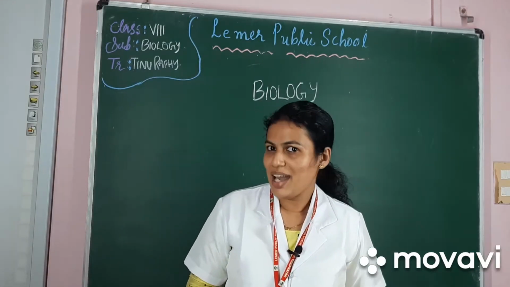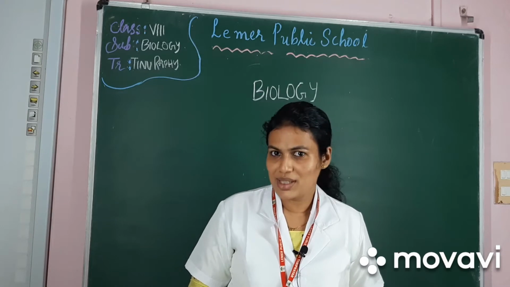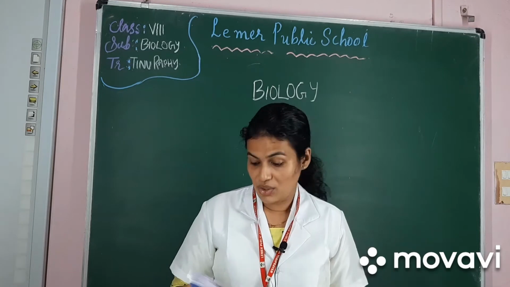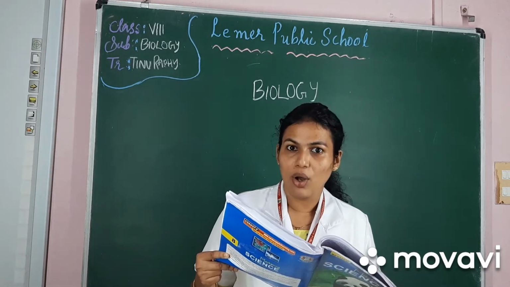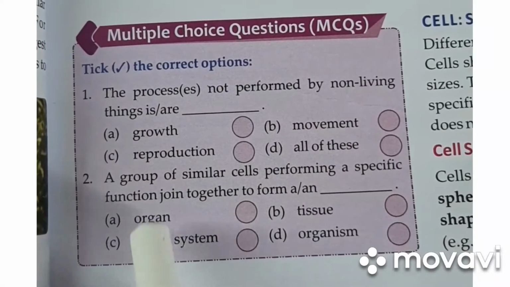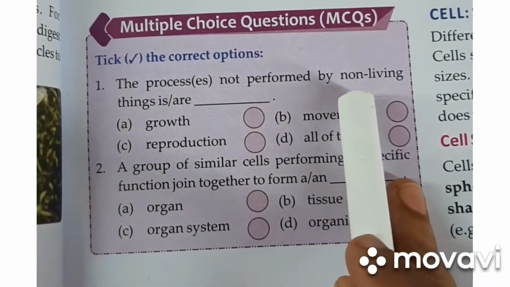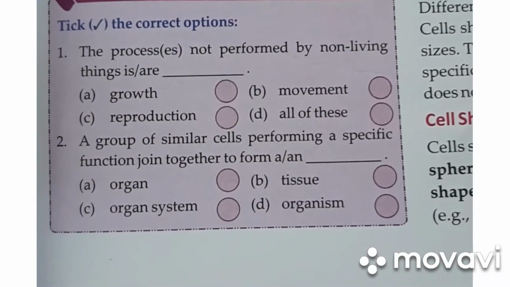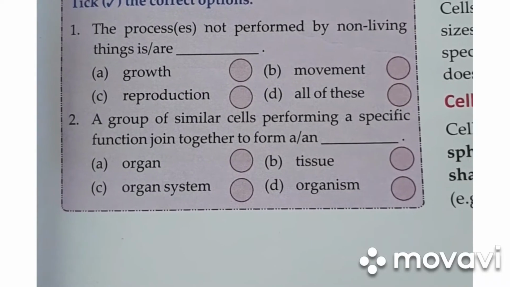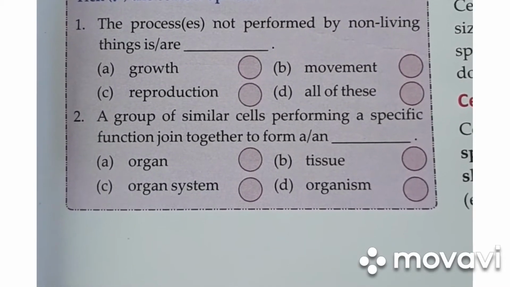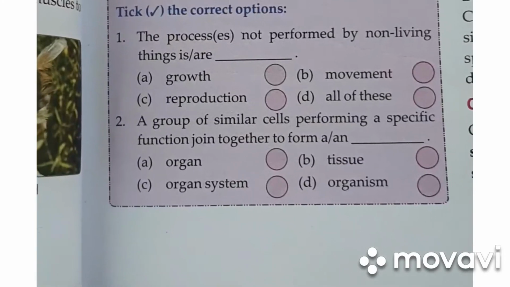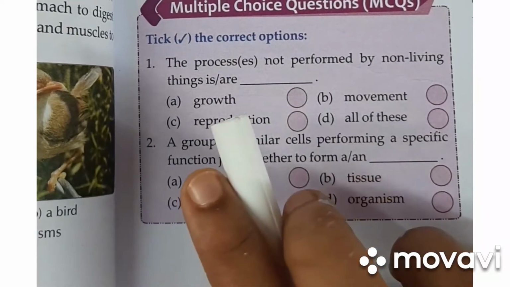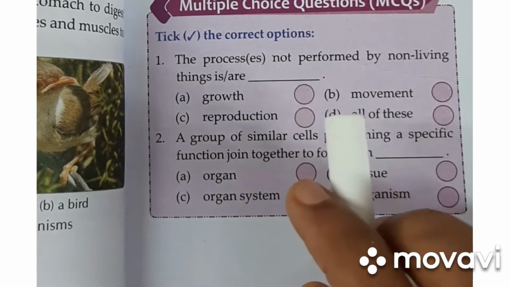Dear students, last class I gave you homework, a multiple choice question. So let's discuss the answer. Page number 89. Tick the correct options. The first question is: the processes not performed by the living organism is or are called dash. Options are A. Growth, B. Movement, C. Reproduction, and D. All of this.